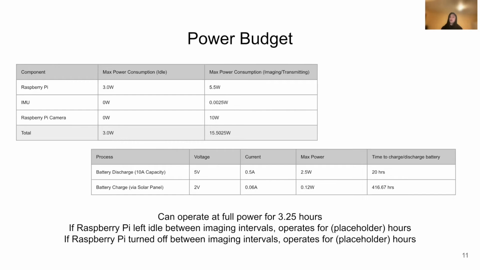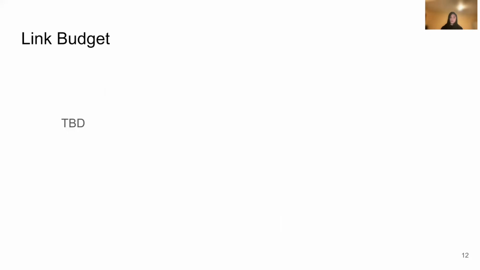We left a placeholder 10 seconds as our imaging interval earlier. That's probably not realistic. We'll do those calculations. We have it planned later. So our link budget and our data budget, we didn't get to those.